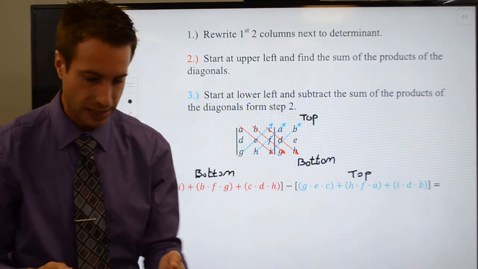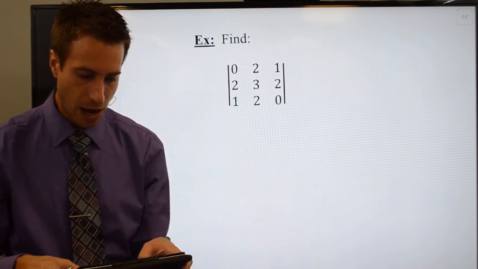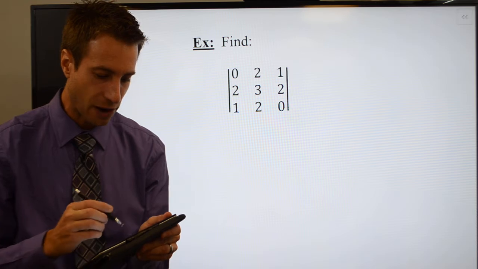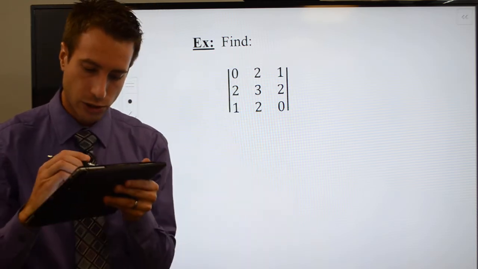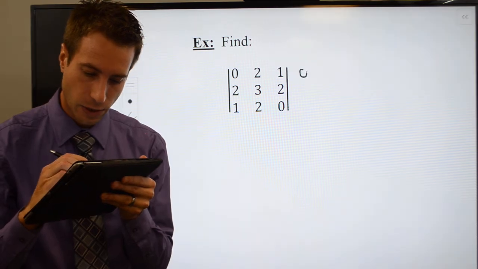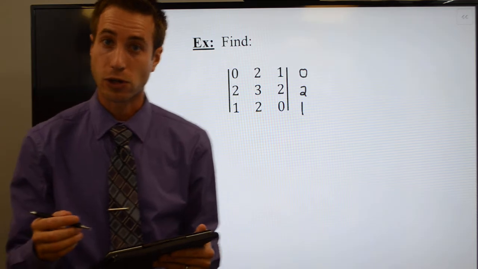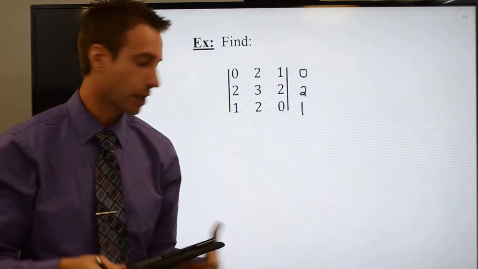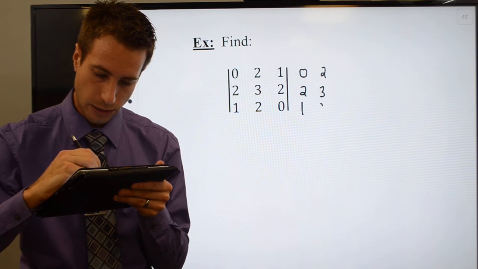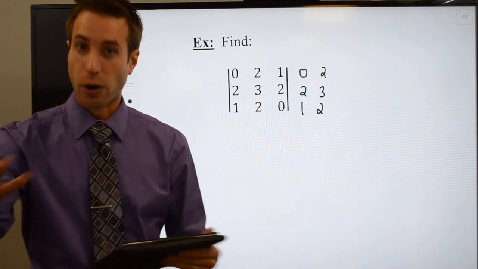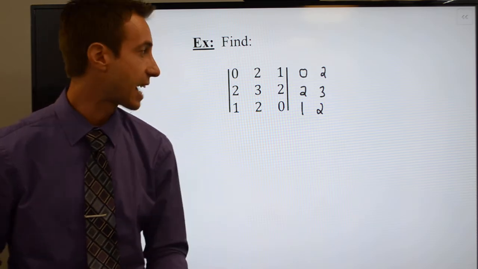So let's go ahead and give some of these a try. All right, here we go. I've got this first one for us here. And again, remember the very first thing that you need to do is rewrite the first two columns. So I'm going to have a 0, a 2, and a 1, rewriting the first column. Then I need to rewrite the second column. So 2, 3, and 2. Now, I'll use colors for this as well, just hopefully to help you keep track of it until you get the hang of it.